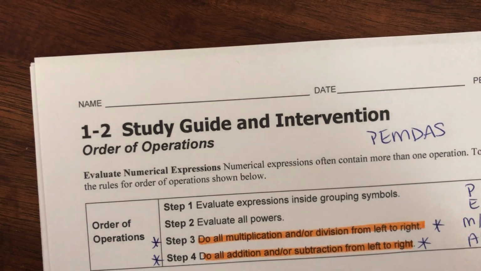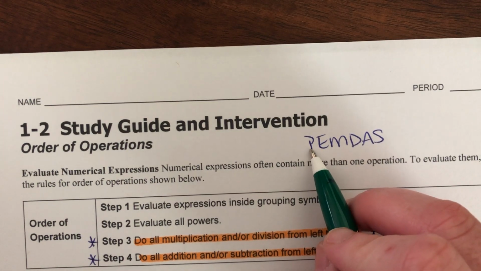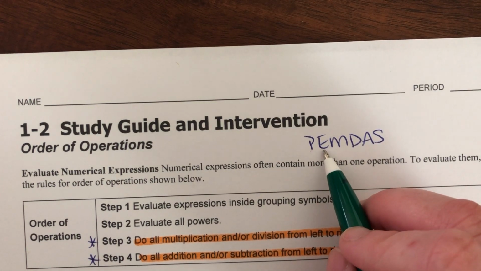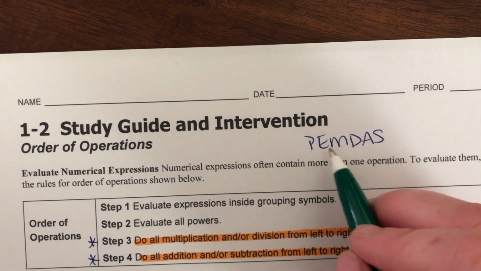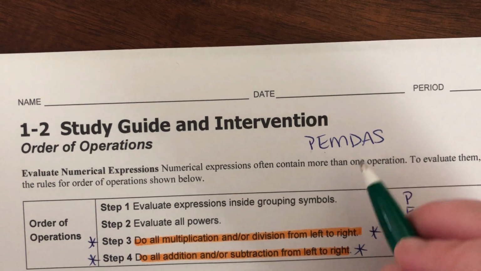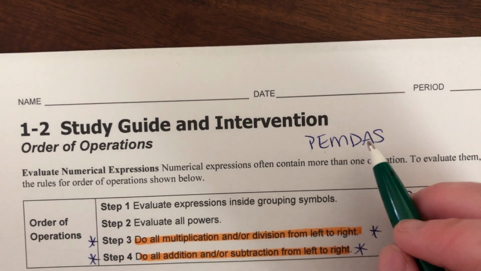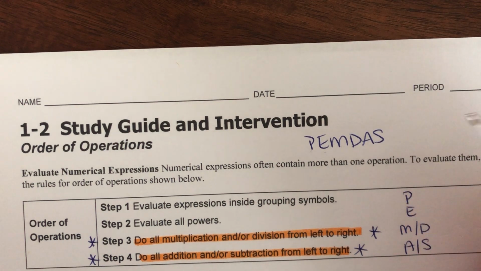And we took it super literally. So we thought, okay, first we have to solve everything in parentheses. Then we have to simplify all the exponents. Then we have to multiply everything. And after we multiply, then we divide everything. Same with addition, subtraction. First we have to add, and then after we add, we subtract. That is not the case, okay?